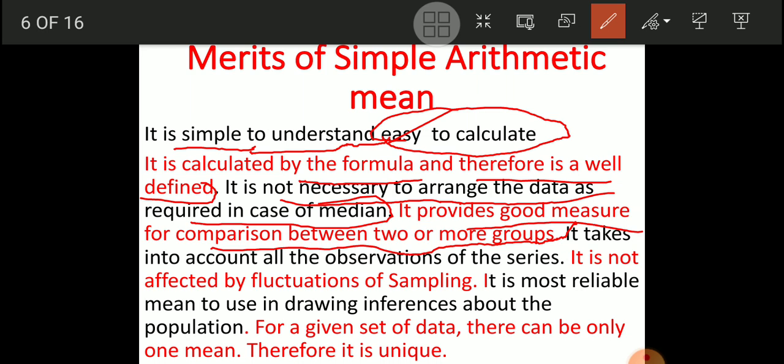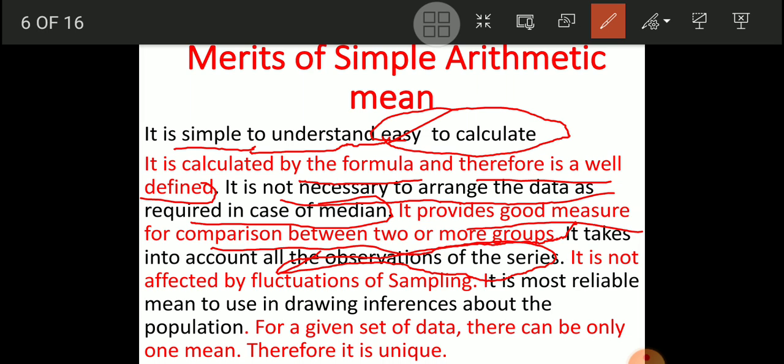It takes into account all the observations, isn't it? That is most important. All observations in the sense, suppose we have to calculate the average weight of a mango fruit from the A orchard. At that time we have to take the weight of each and every mango, make the sum of that and divide by 100, so here we have considered all the observations, taken into account just to calculate the simple arithmetic mean.